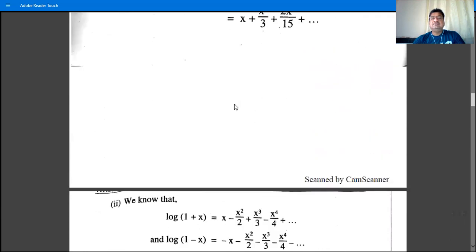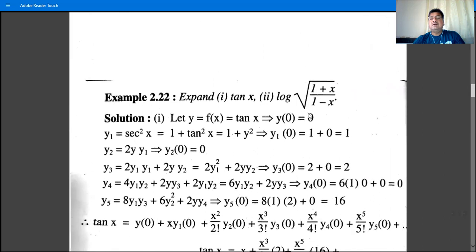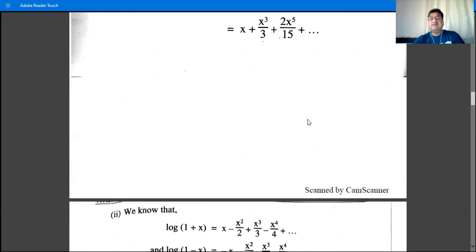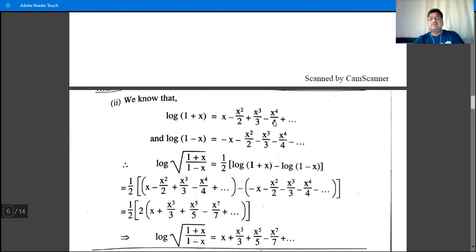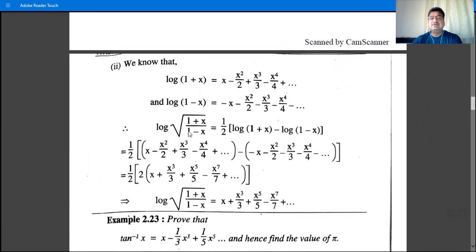Similarly, the next problem is log root of (1 plus x) divided by (1 minus x). So the log(1 plus x) expansion is x minus x squared by 2 plus x cubed by 3 and so on. Log(1 minus x) is just replacing x by minus x. We have this answer. And so for log of root of (1 plus x) by (1 minus x), root means raised to half. And log a raised to m is m into log a.